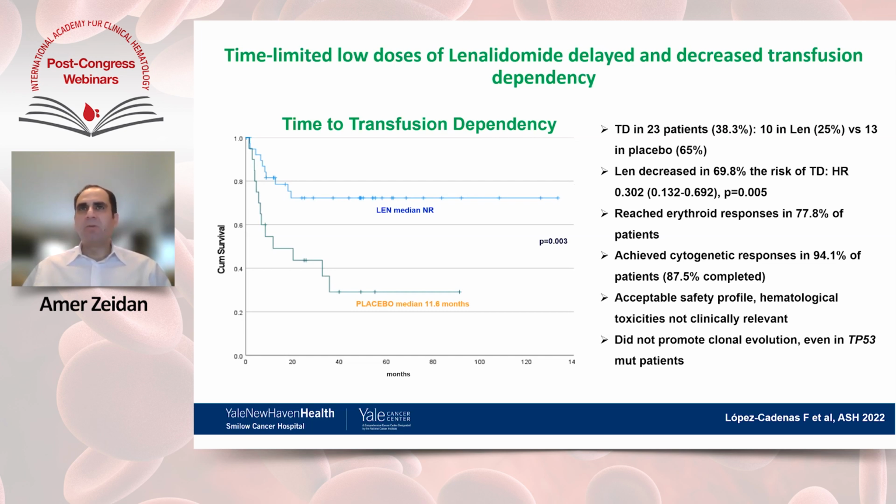And the number of patients who needed transfusions during the study follow-up also is much lower in patients who received lenalidomide compared to placebo, with a significant hazard ratio reduction. Lenalidomide reduced the risk of transfusion dependence by almost 70%. And there were cytogenetic responses. Most of those patients who received lenalidomide have cleared their deletion 5q.